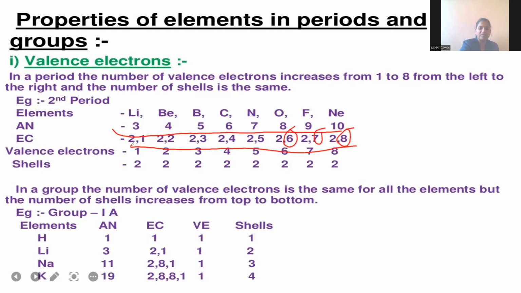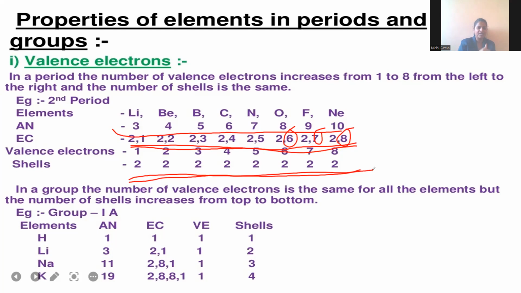So from left to right, the valence electron increases along the period. And when you see the shells, the number of shells remains constant along the period from left to right. So this is regarding the valence electron. In a group, the number of valence electrons is the same for all the elements, but the number of shells increases from top to bottom.